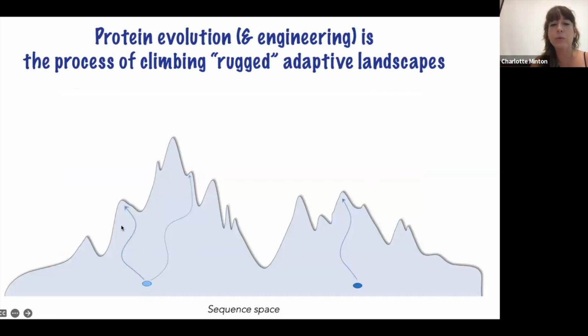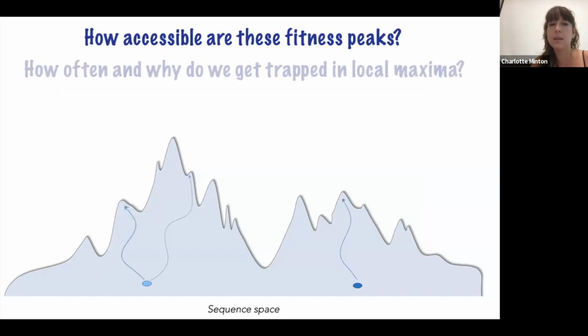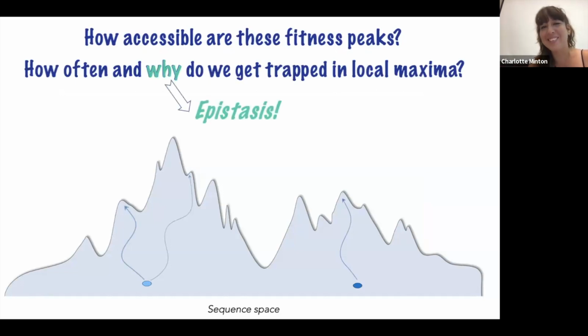However, sometimes when we follow a certain path, we can reach local maxima and get trapped in a less optimal or less fit intermediate. So the question that is interesting in this context is, how accessible are these fitness peaks? How often and why do we get trapped in these local maxima? And the answer to the why is often epistasis.